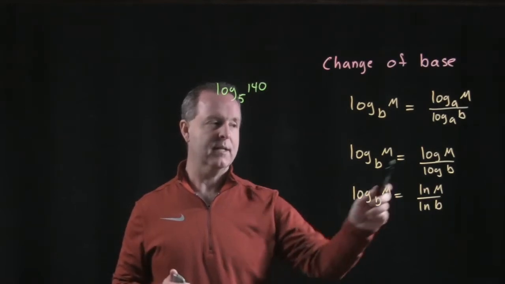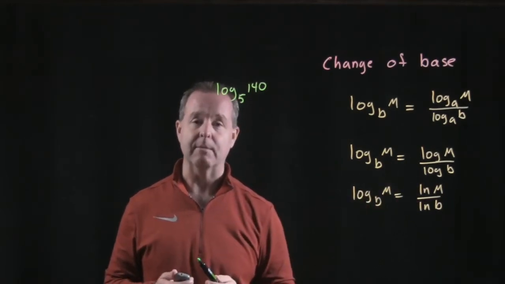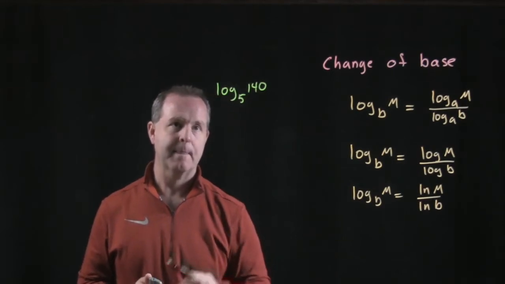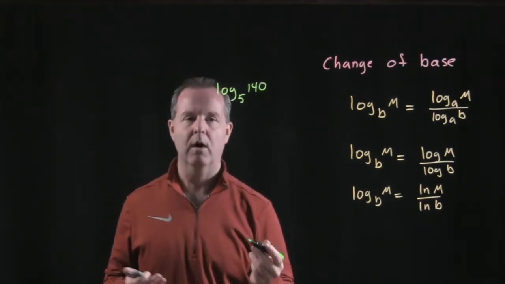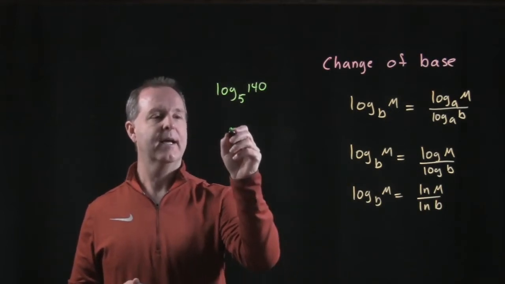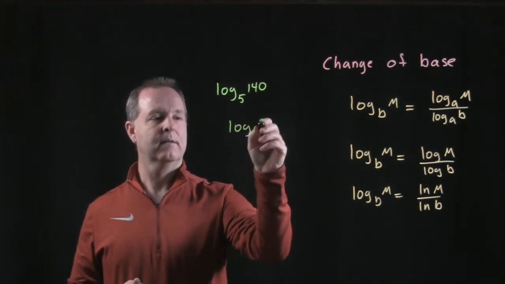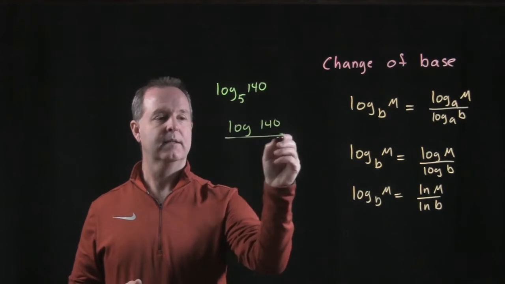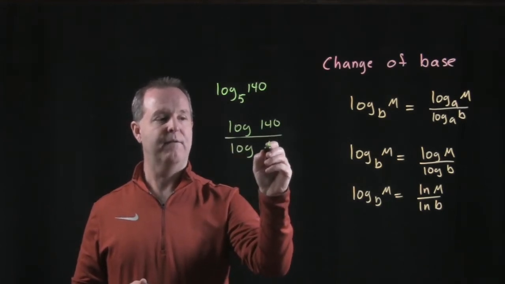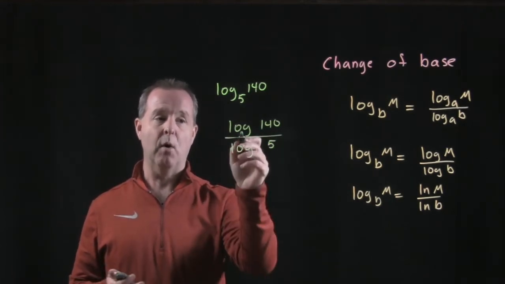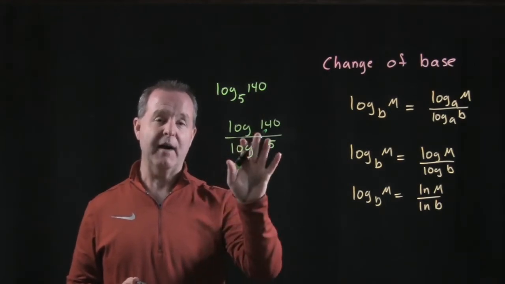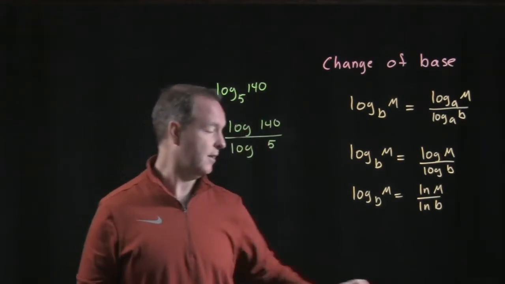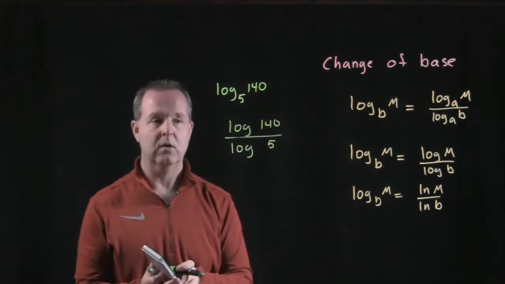Again, this only works if the logs both have the same base that we introduced. So how does that work with log of 140 base 5? Well, it works by rewriting it as the log of 140 divided by the log of 5, where both of these logs we know because they're common logs. We can find these functions on our calculator. So let's figure that out.